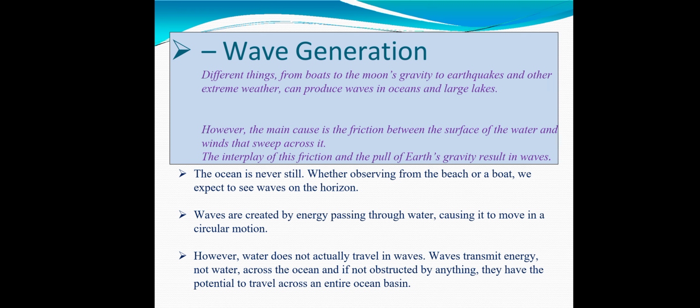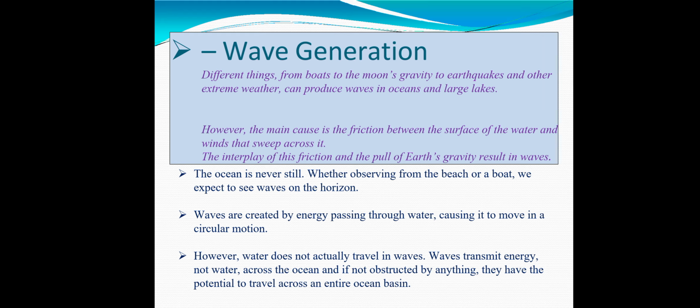Okay, so the frictional force is generated between the water and the wind, and the common interplay of the frictional force and the moon's gravitational force generates a centralized circular motion on the wave surface or water surface, right? However, water doesn't actually travel in waves.